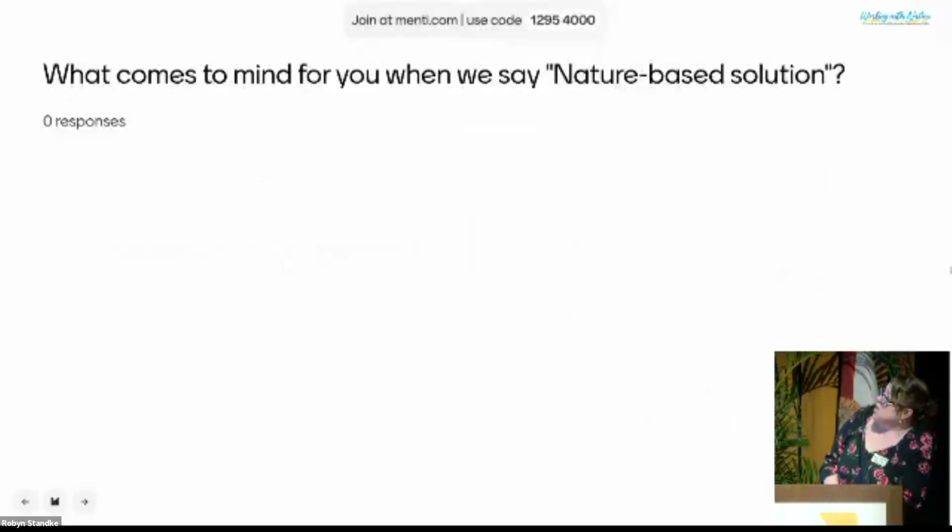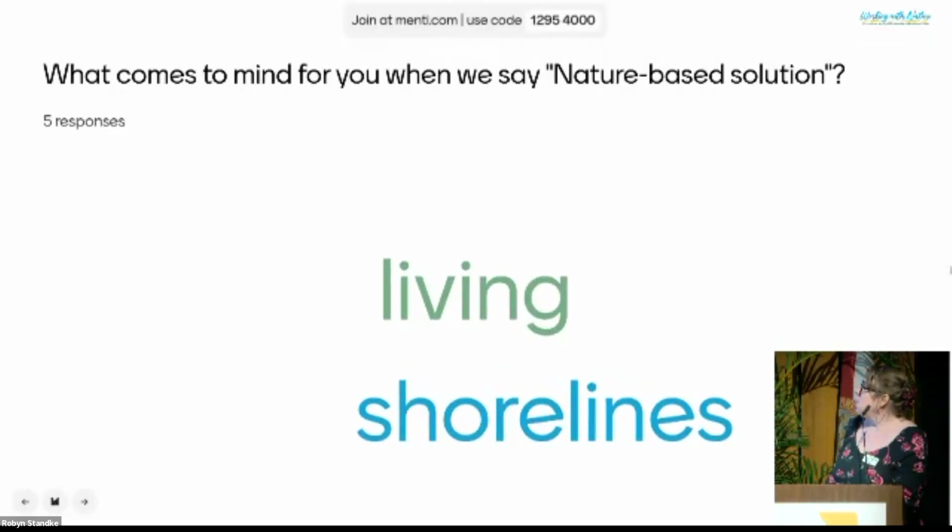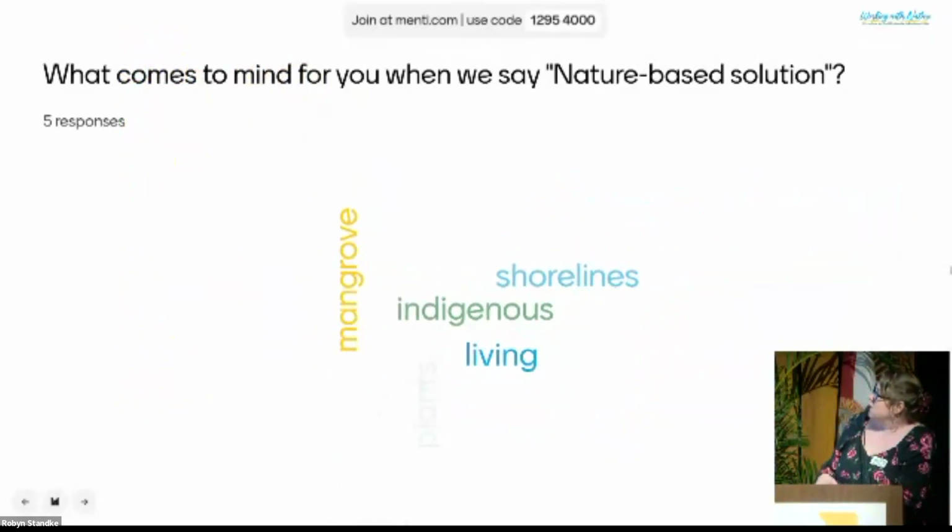Okay, so the first question is, what comes to mind for you when we say nature-based solution? And this is a word cloud. So you're just going to put in 2 or 3 words that resonate with you in terms of how you identify nature-based solutions, and we'll see some of that start to come up on the screen as people enter that. Living shorelines.